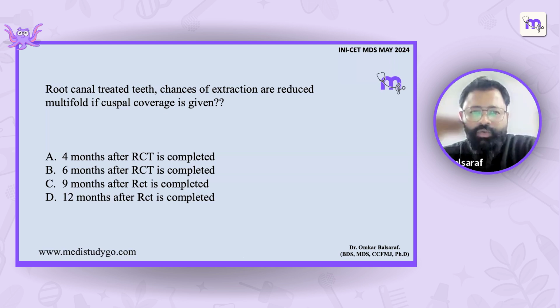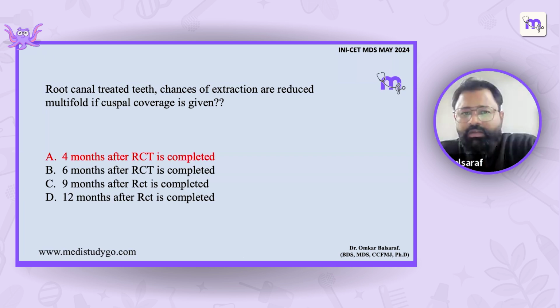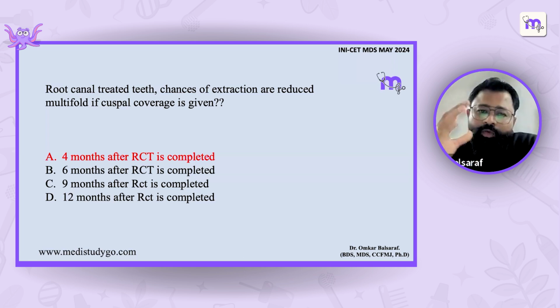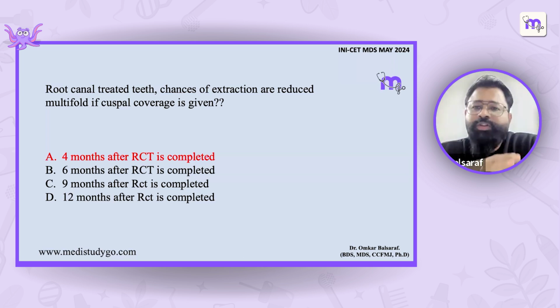We have a root canal treated tooth. When are the chances reduced multifold if the cuspal coverage is given? So it is going to be after 4 months. The less number of duration is there, you mark it as the answer, because the less time that goes after the root canal to the crown placement, the better it is for the tooth, because after your root canal, the tooth generally loses its moisture and also loses its strength by 25 to 30%.